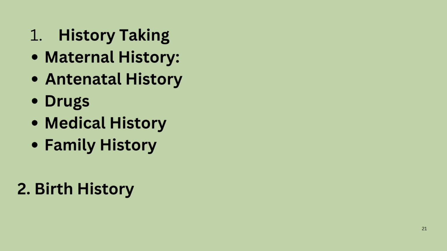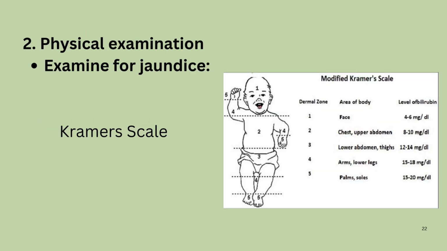Second one, examination of newborn. Examination of newborn includes examination of yellowish discoloration of skin or sclera, hepatosplenomegaly, any fever or weight loss, and observe for yellowish discoloration that usually progresses from face and proceeds towards abdomen as serum levels increase. Kramer's rule is used to describe the levels of bilirubin in the blood.